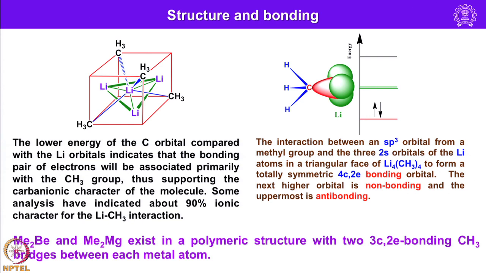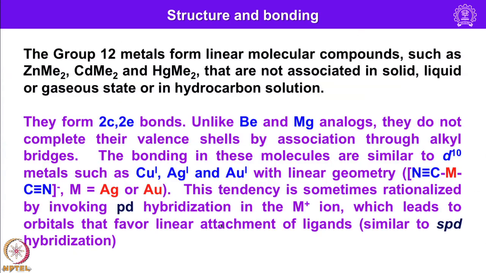Similarly, dimethyl beryllium and dimethyl magnesium exist in polymeric structures with 3 centered 2 electron bonding. That means CH3 bridges between each metal atom, which I already showed you in my previous lecture. So, the group 12 metals form linear molecular compounds such as dimethyl zinc, dimethyl cadmium and dimethyl mercury that are not associated in solid, liquid or gaseous state or in hydrocarbon solutions. So, they form 2 centered 2 electron bonds. Unlike beryllium and magnesium analogues, they do not complete their valence shells by association through alkyl bridges.